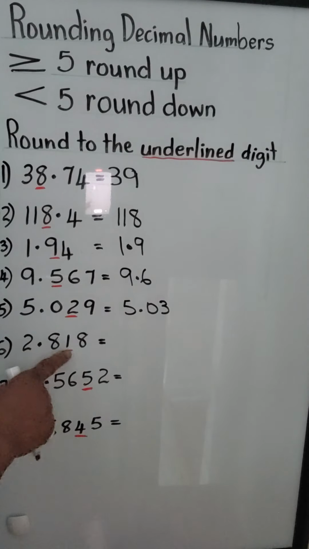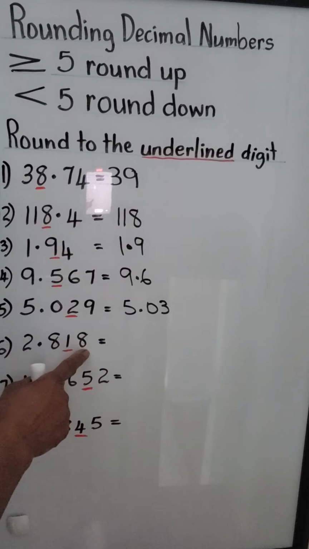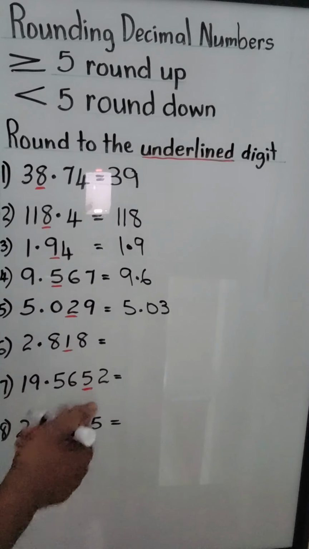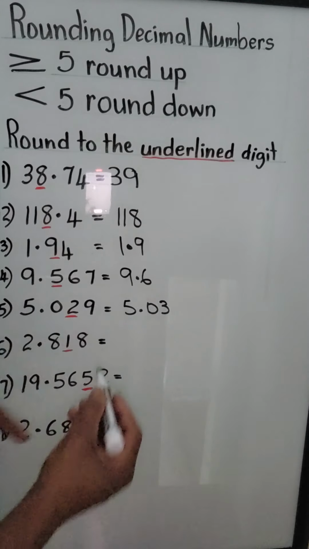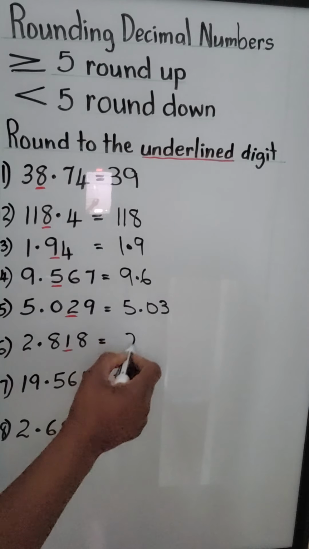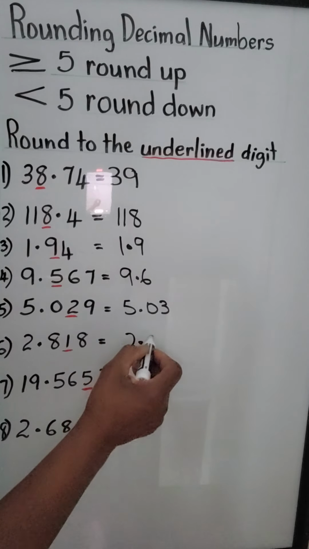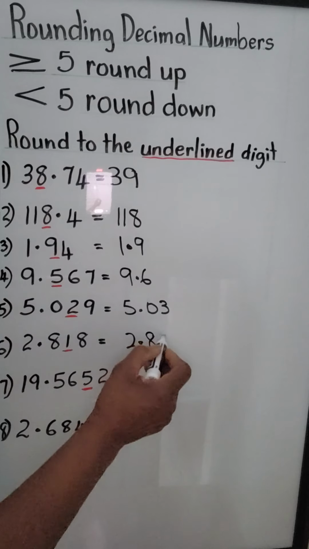2.818 to the nearest hundredth. Look at the thousandth. It's more than 5, so we're going to add 1. So that is equal to 2.82.